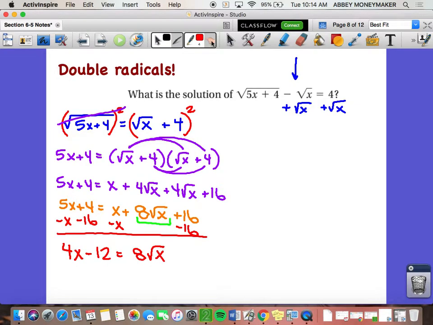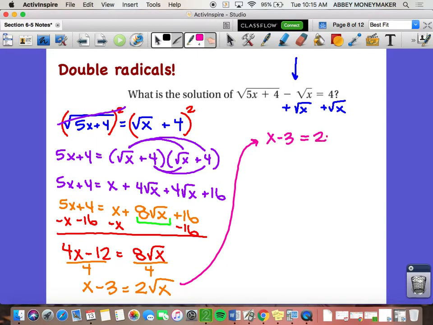Now, right here, the second step of the strategy would say to divide by 8. However, if I divide by 8, I'm going to end up with fractions, which I do not want to have. So what I can do is divide everything by a GCF. So everything here can be divided by 4, and that allows me to work with smaller numbers. So that gives me x minus 3 is equal to 2 square roots of x. That's a lot nicer to work with, and I'm going to rewrite that up here. So I have x minus 3 is equal to 2 square roots of x.